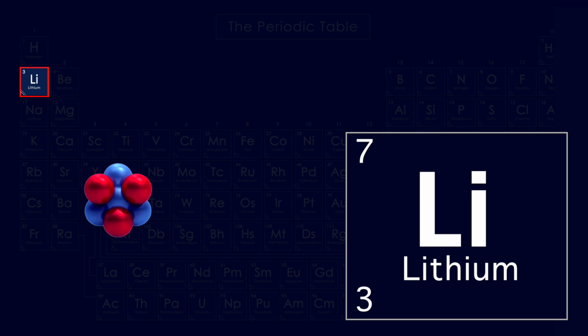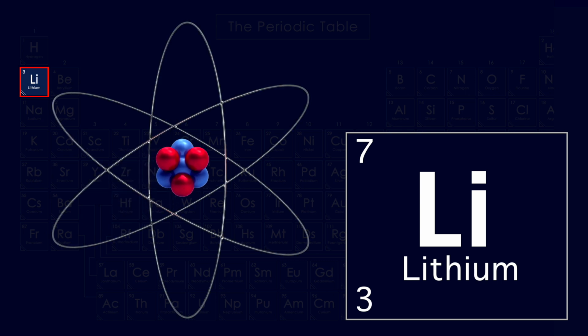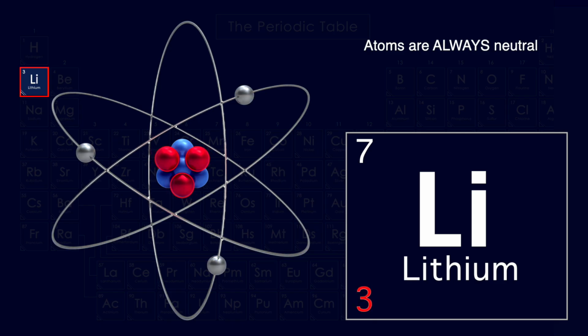Now what about the electrons? Since we're talking about atoms, not ions, atoms are always neutral. This means the number of positive protons is equal to the number of negative electrons. So, if lithium has 3 protons, it must also have 3 electrons to balance the charge. So the atomic number also tells us how many electrons are in the atom.